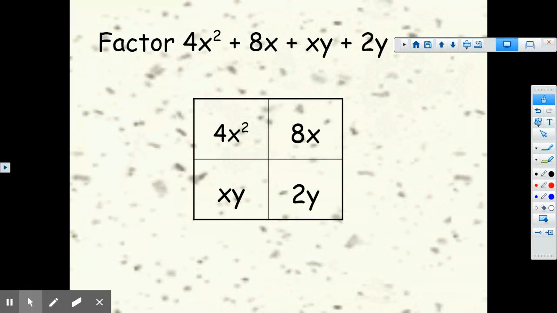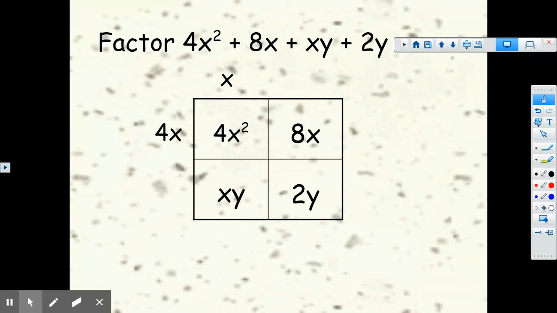So for instance, on this one here, 4x squared plus 8x plus 2y plus xy, I put all 4 of them in the box, and then I try to look for the greatest common factor going across the top. So for instance, 4x squared and 8x, the common factor is 4x. Actually, not just the common factor, the greatest common factor. From there, I can go to the top and say 4x times what makes 4x squared.